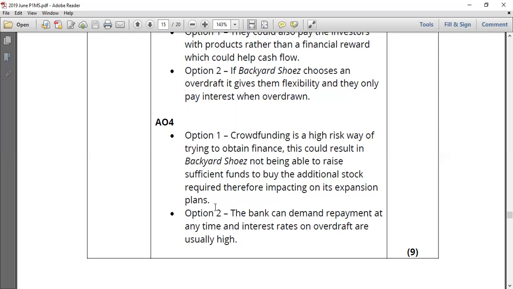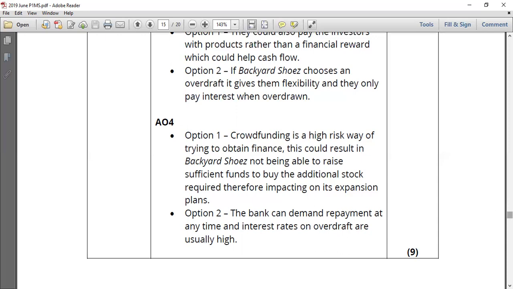Yes, you talk about the bad side, the gray area. You can see the other part of crowdfunding. What happens if it fails? What if the business fails? Because it's a high risk way of investing to obtain money, and this could result in Backyard Shoez not being able to raise sufficient funds to obtain the additional stock required, therefore impacting on its expansion plans.